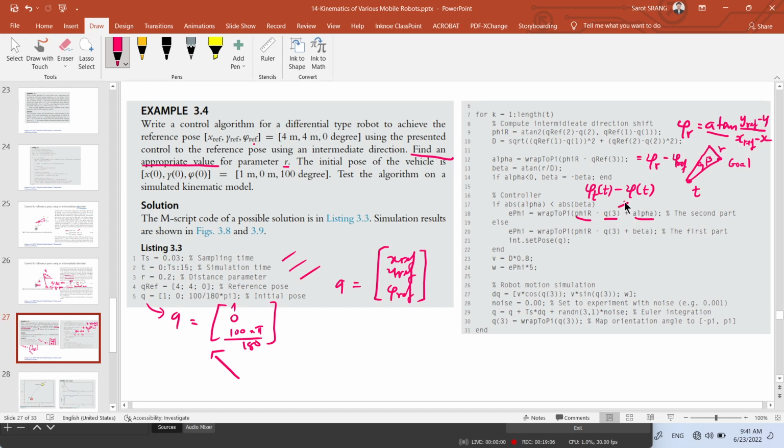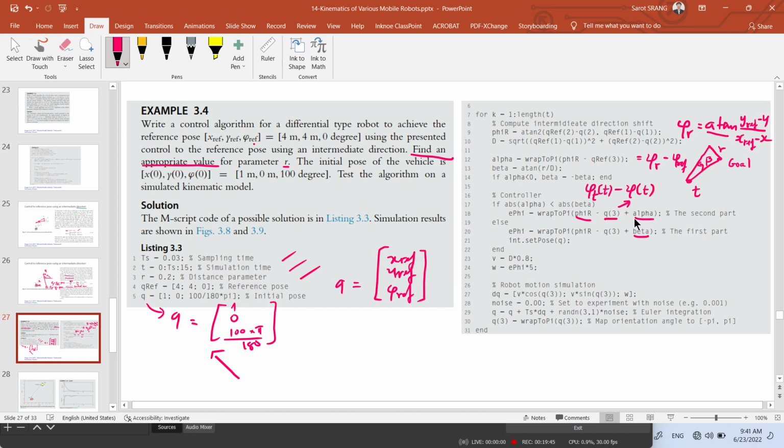So this one is this one. Okay. So we can compute error, and then there are two cases. One is absolute alpha less than absolute beta, we use alpha here. Otherwise, we use beta instead. Actually also phi t, but in the case of alpha large, we use beta. In the case of alpha small, we use alpha itself.